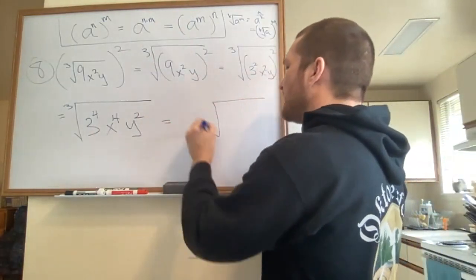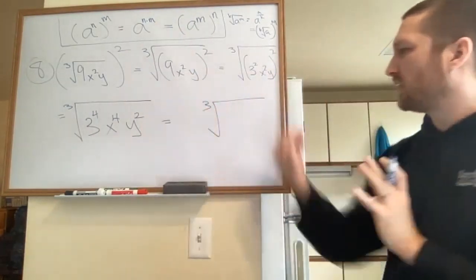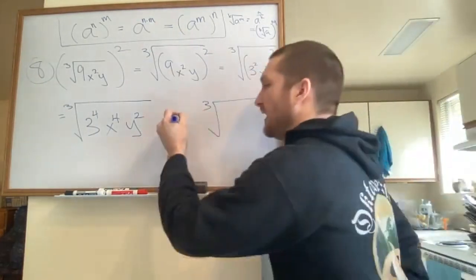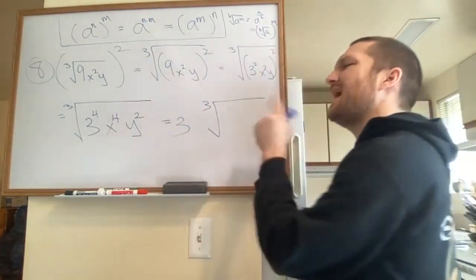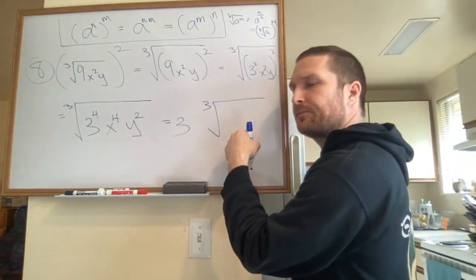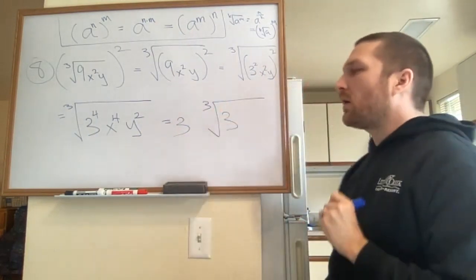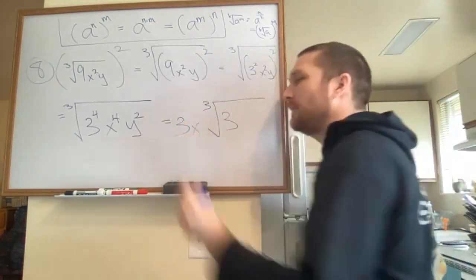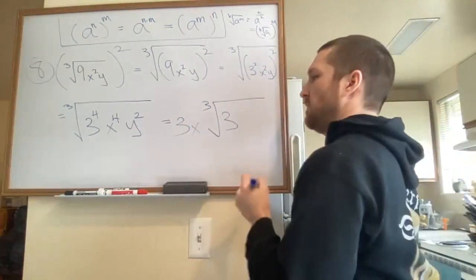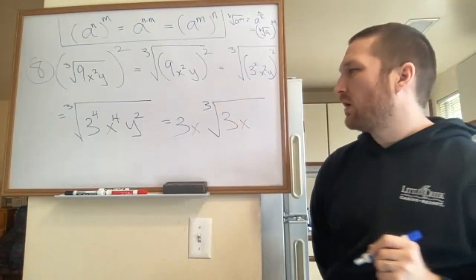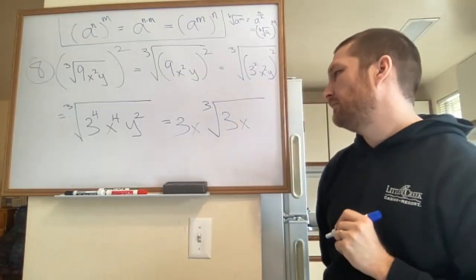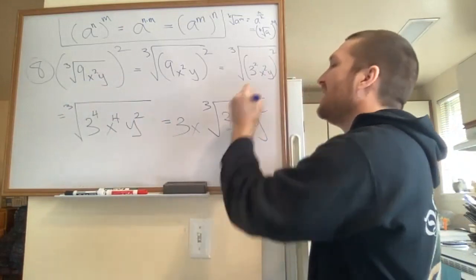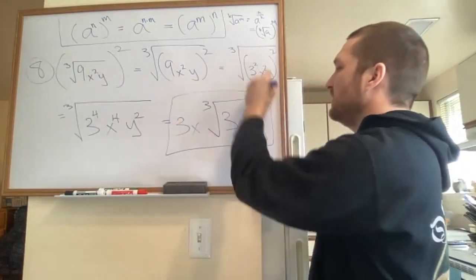What goes on the outside and what's left over on the inside? What can I pull out? You can pull out a 3. I could pull out one 3, leaving me how many 3s inside? 1. Okay. What about x's? You can pull out an x, 1x, leaving me how many x's on the inside? x. And then what about that y squared? You just keep it. We don't have enough to pull any out, and so it stays there. And that's what your book's looking for right there.